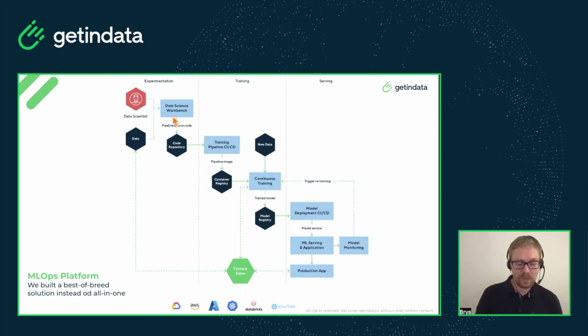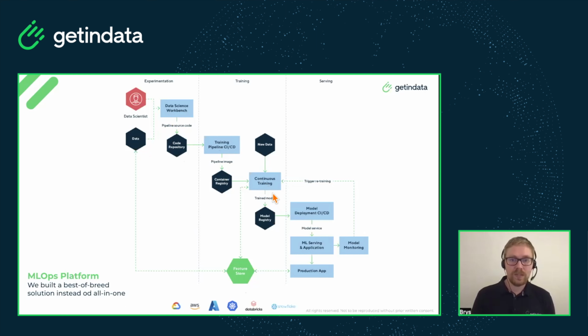You might develop your model locally or in a Jupyter notebook. Then the data scientist can push the changes to the pipeline source code to the code registry, and it triggers the training pipeline CI/CD, which is a service to build the Docker container with your pipeline. Then you push the Docker container to the registry. Then it triggers the continuous training.